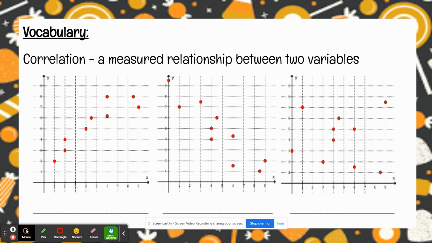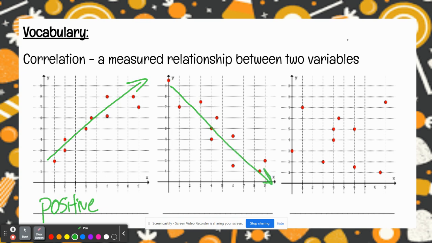Correlation is a measured relationship between two variables. Our variables are x and y. So if I was to draw a trend line, I would draw my trend line. Maybe that's not even that great. Let's try another one. This would be my trend line. So from left to right, I'm moving upward, and that's considered a positive association. And then on my next one, from left to right, I would be going downward. Therefore, it is a negative association or correlation. And then here, there's not an upward or a downward trend. So this is no association or correlation.